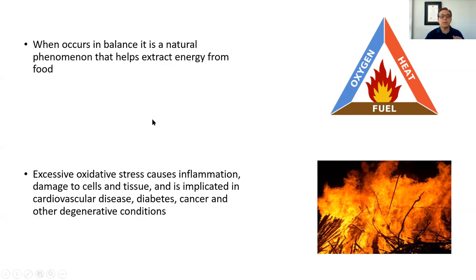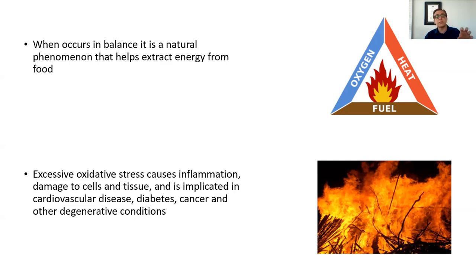And oxidation, excessive oxidation, or excessive oxidative stress, is another way to describe oxidative damage. It causes inflammation. Inflammation is the attempt to repair that is unsuccessful. So it causes inflammation, damage to cells and tissues, and is implicated in cardiovascular disease, diabetes, cancer, and other degenerative conditions. So it goes beyond cardiovascular disease. It's implicated in other conditions as well.